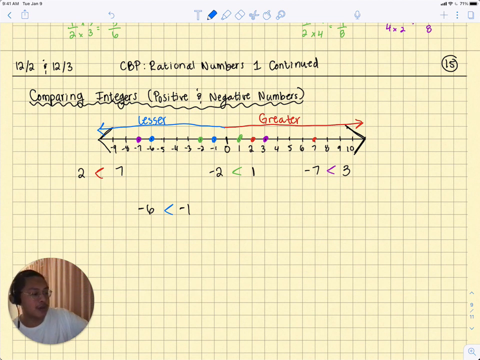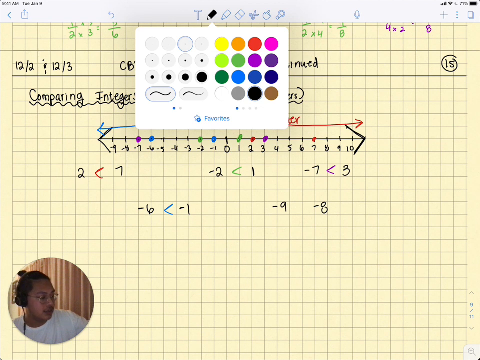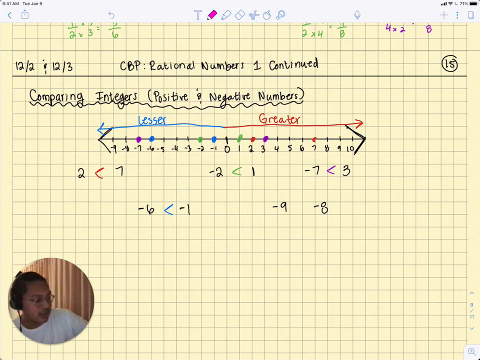All right, let's do one more example with two negative numbers. I'm going to go -9 and -8. Make them close. So plot these on your number line. I'll use pink here. Here's -9. Here's -8. Which is greater? Hopefully you said -8 is greater than -9. Why? Because -8 is furthest to the right on your number line.